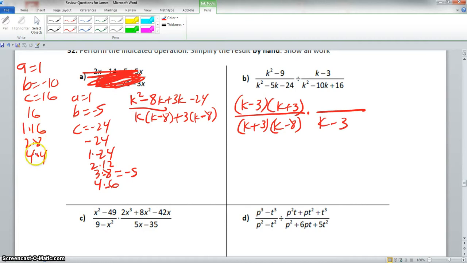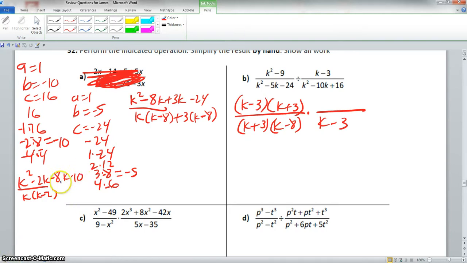Now, when a and c is positive and our b is negative, that means that both of these factors are negative. Now, when we add these up, the only one that will give us negative 10 is the negative 2 and negative 8. So we would have k squared minus 2k minus 8k minus 10. We'll group the first two, and we'll have k, and we'll be left with k minus 2. We group the second two, we could factor out.